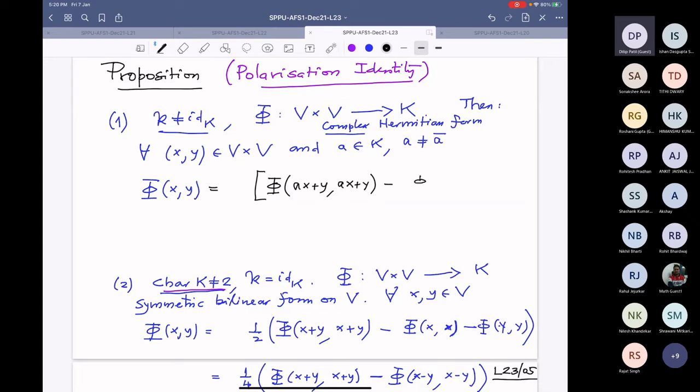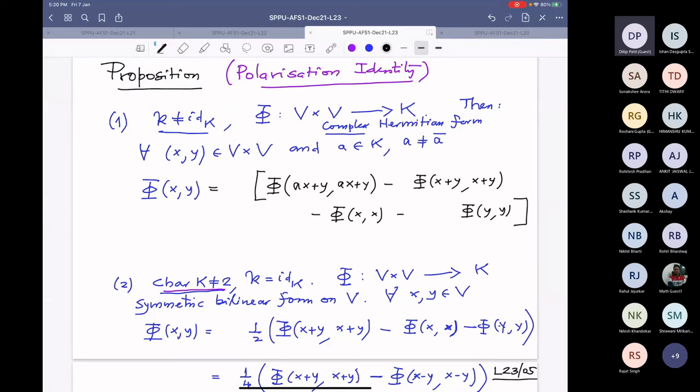Minus phi of x plus y, x plus y. Of course, minus phi of x, x, minus phi of y, y. And I want to adjust the coefficients so that the equality holds. That clear? First, don't worry about the calculation.